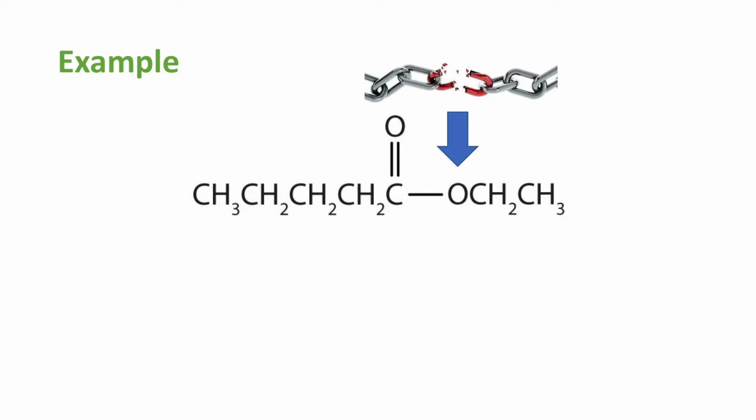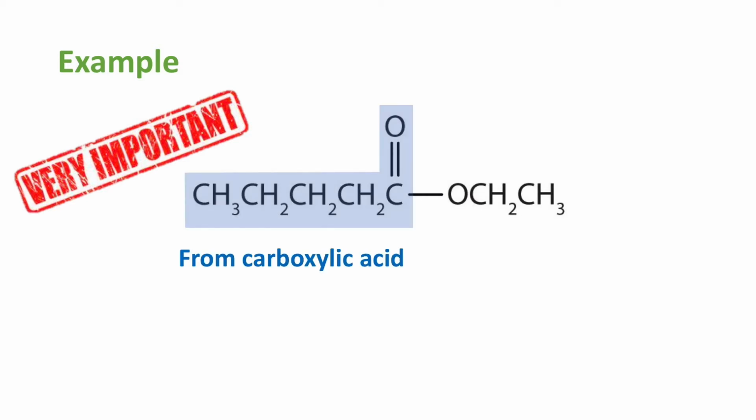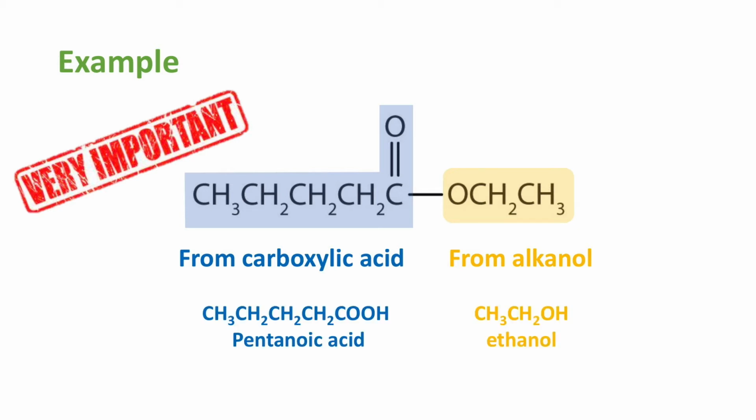Now, please remember, the carbon chain that holds the C=O double bond always comes from carboxylic acid, while the one without the C=O double bond comes from alkanol. In this example, the chain with the C=O double bond contains 5 carbon atoms, which means it should come from pentanoic acid, while the other part contains 2 carbon atoms, which should come from ethanol.